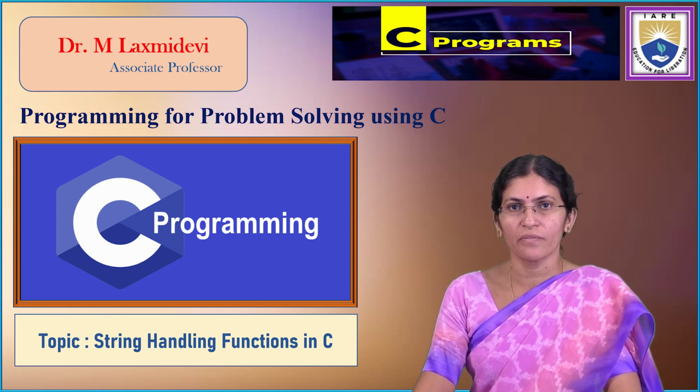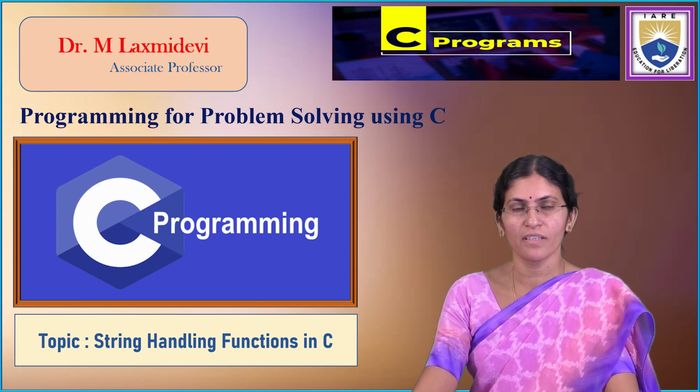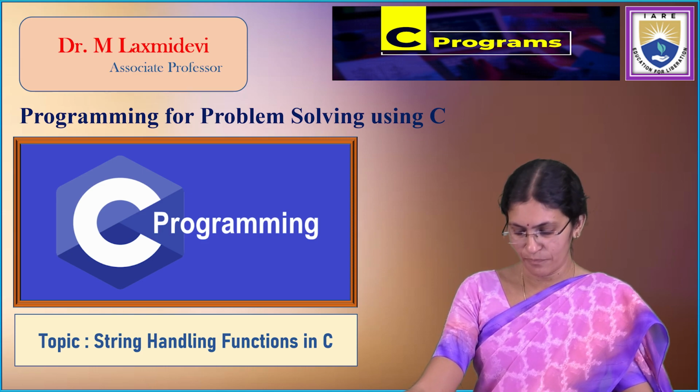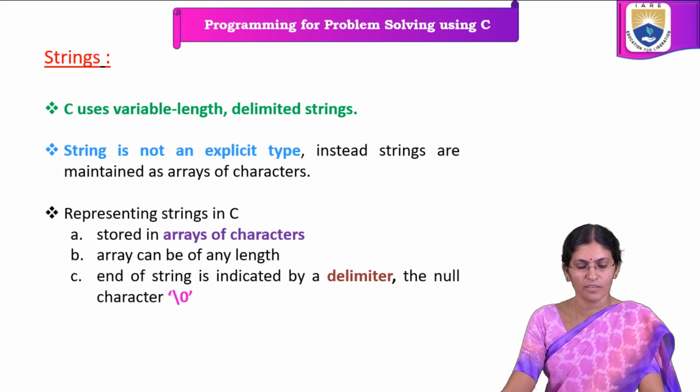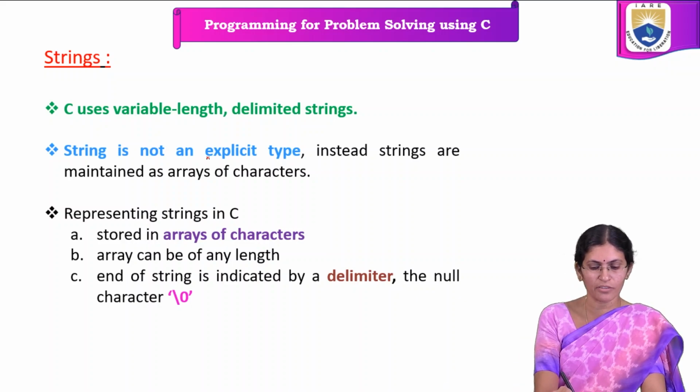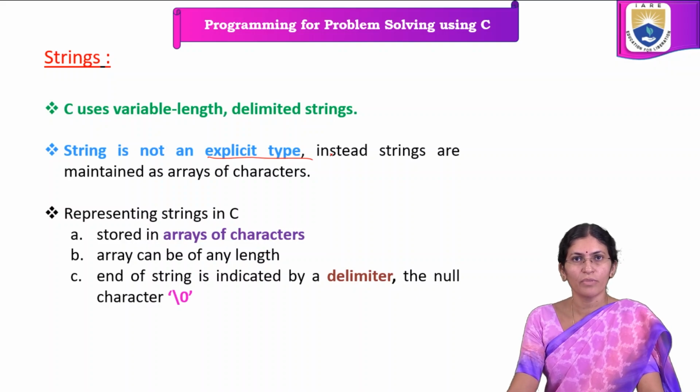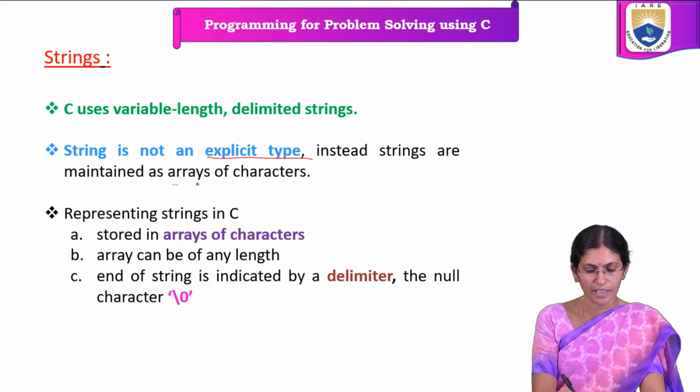In this video lecture, we learn about string handling functions which are available in C. So coming to strings, we have seen the definition of strings. So what is a string? String is not an explicit data type, but it is maintained as an array of characters.